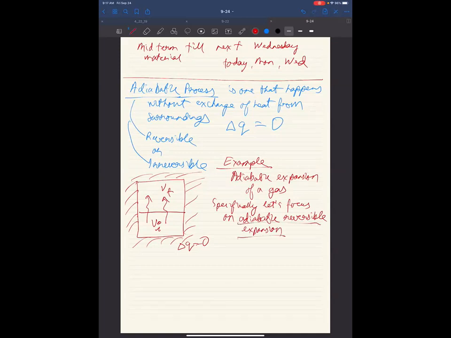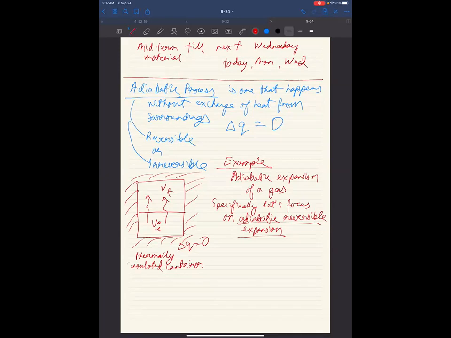Okay, and this could be compression also. Instead of VI, let's imagine we started from a VF and we are coming back to VI. So it's a general framework. So the question now is, this is a thermally insulated container, so no heat can be lost. Somewhere in some books, you will see adiabatic process defined as no heat or mass can be exchanged. I find it confusing. I would rather stick with the definition, no heat can be exchanged.